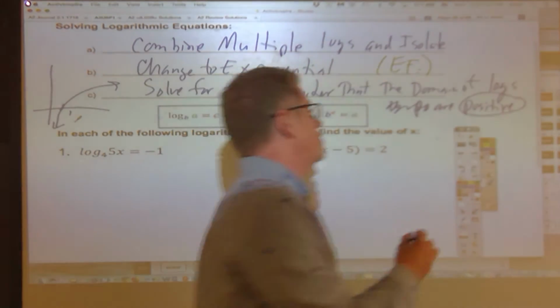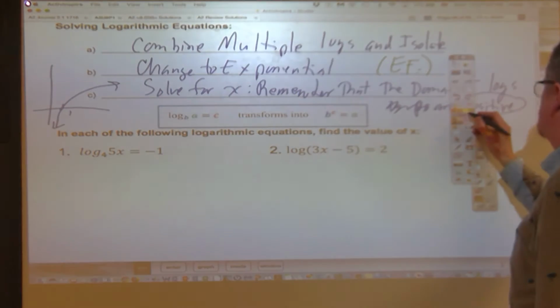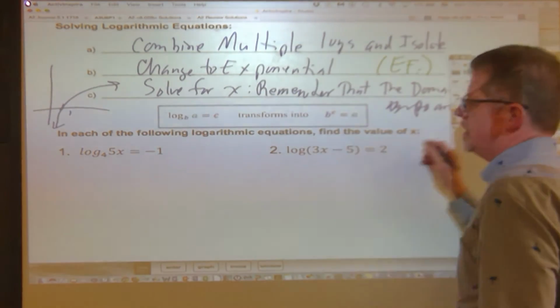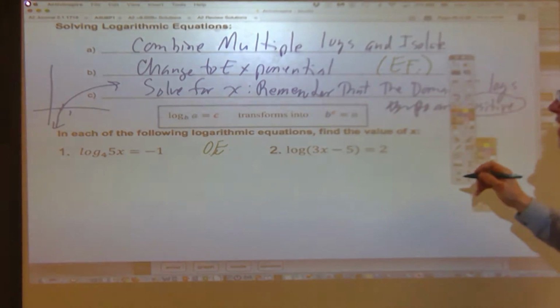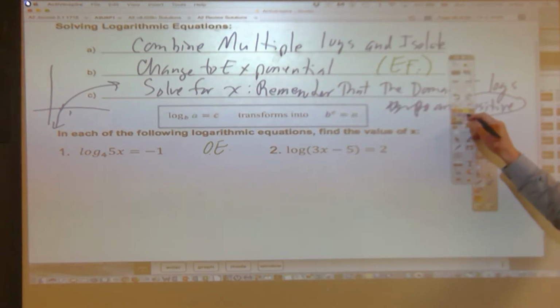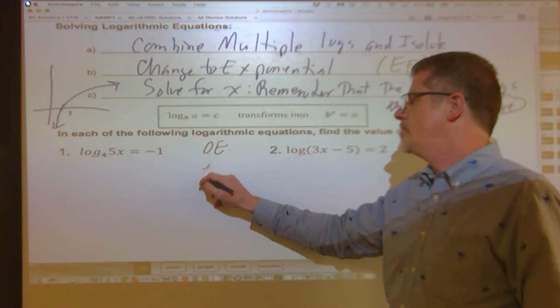Here we go, our first example. We're going to call this the original equation. It's already happening, thanks to Ethan. So it's isolated, so let's go into EF.